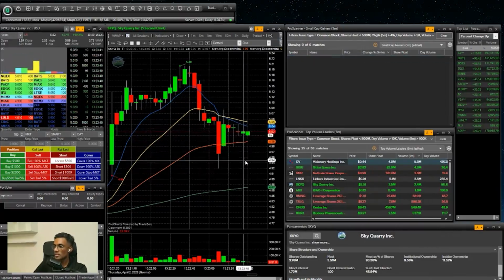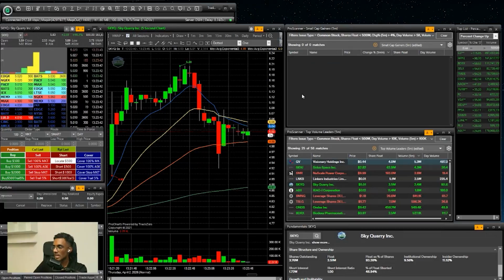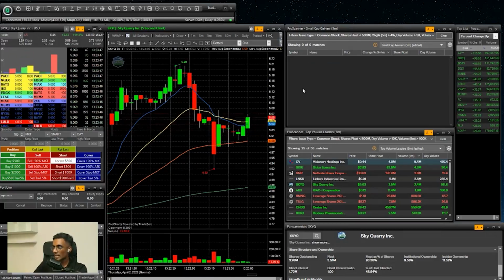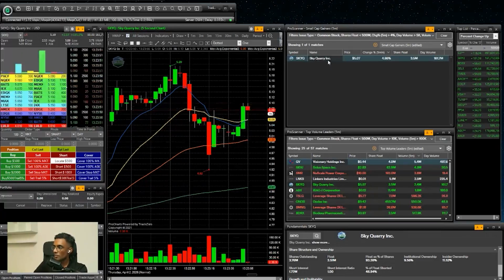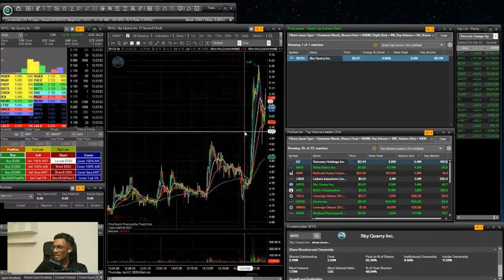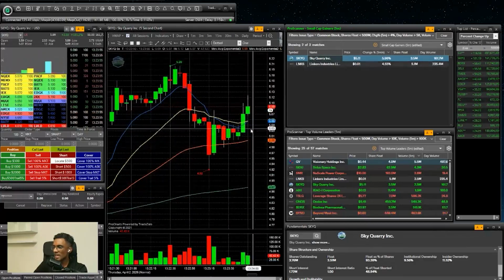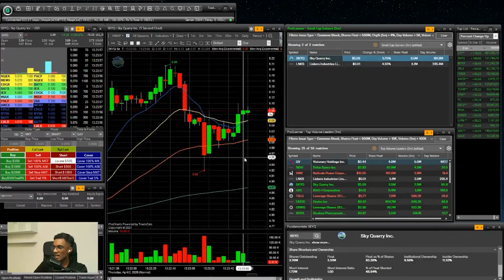You do not need to smash your hotkeys just because you've seen something on the scanner. Now, it is 1 p.m. on a Friday. Things are getting kind of sleepy. So even though there are some things appearing in my mover scanner at the top, it's nothing too crazy. SkyQ is probably the best opportunity right now out there.